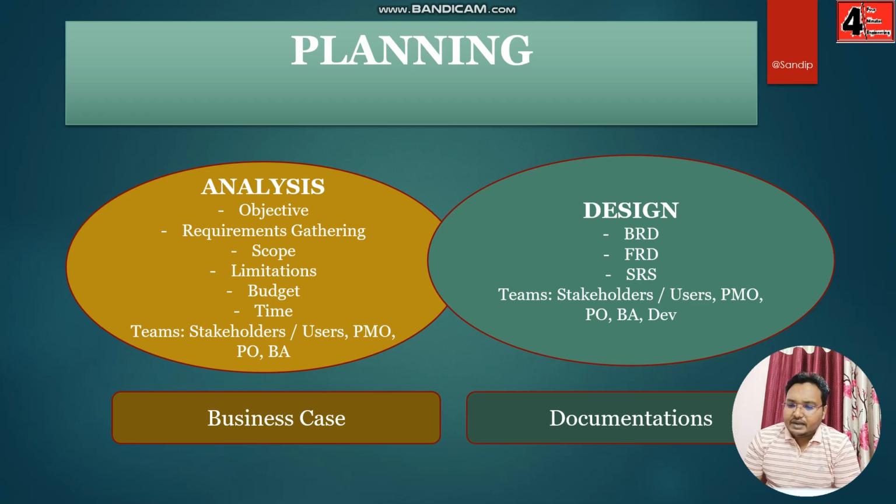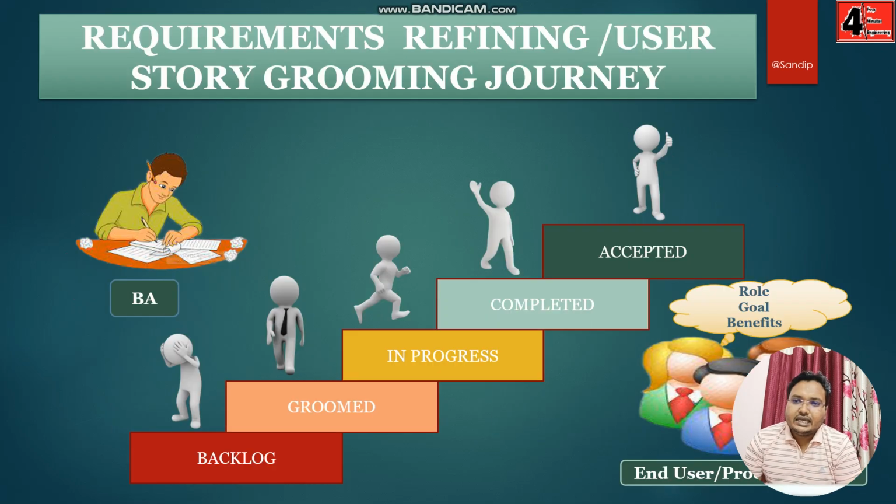So planning, as I discussed, is part of any execution process. Then we start gathering all the requirements. There are a number of phases, starting from backlog to groom, in progress, completed, accepted. Business analysts, stakeholders, product owners, everyone is there. This is basically a part of Scrum, but I'm giving you the overall picture of any project management including DevOps.